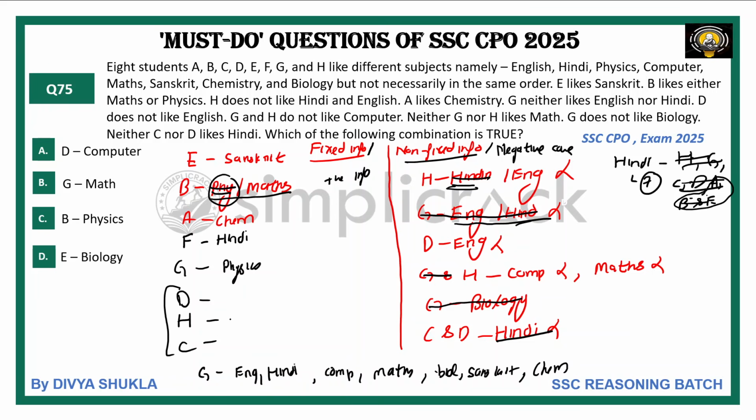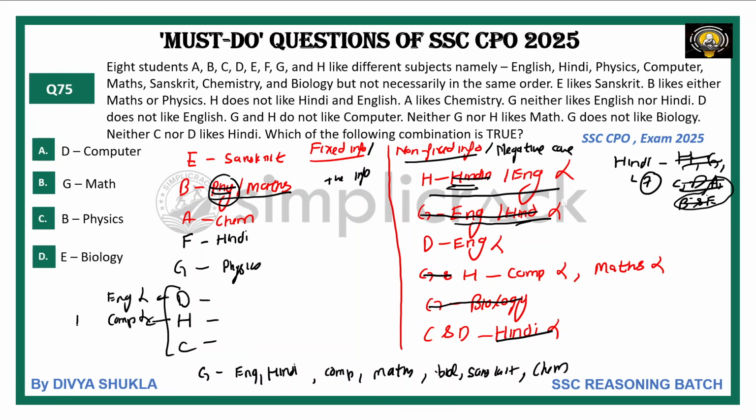G and H both do not like computer and maths. So if I'm saying that, that means H is not liking computer. So that means either C or D would be liking computer. Now D does not like English, so English is still left. That means if D is not liking English, H or C could like English. So again we can't eliminate.